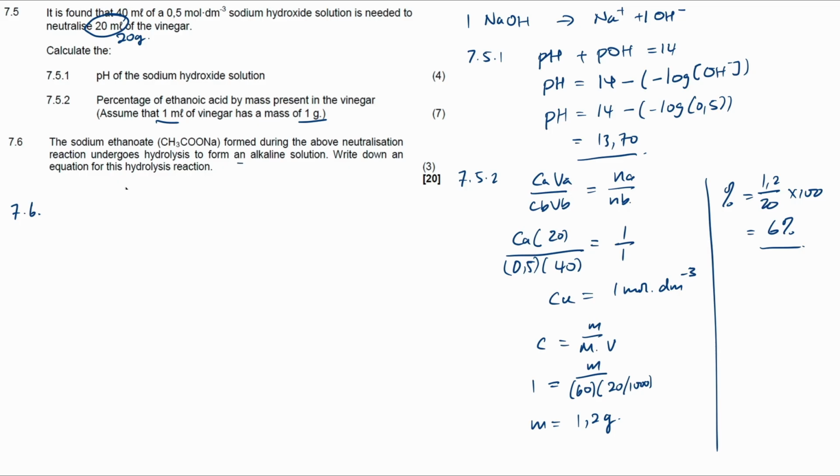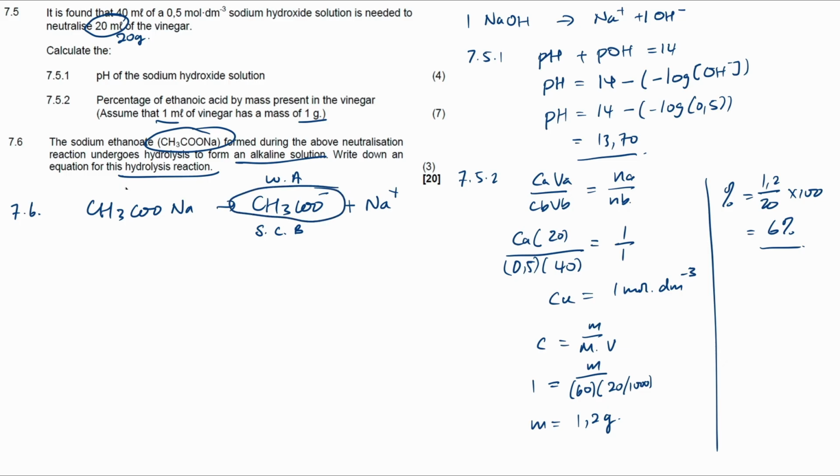Now taking a look at question 7.6, the sodium ethanoate CH3COONa formed during the above neutralization reaction undergoes hydrolysis to form an alkaline solution, so basic. Write down an equation for this hydrolysis reaction. And so what we need to do is analyze the salt CH3COONa. That's going to have 2 ions. One is going to be the CH3COO minus, and the other is going to be the Na plus. Now this came from a weak acid, which means it is a strong conjugate base. This is going to undergo hydrolysis.